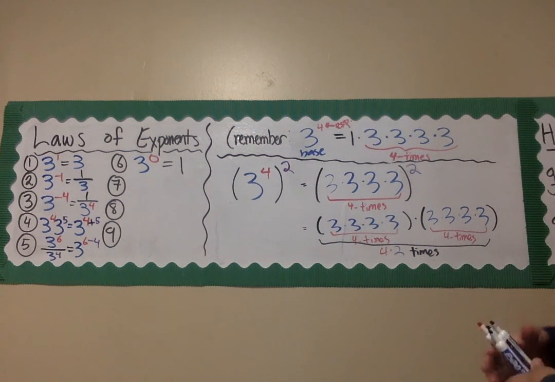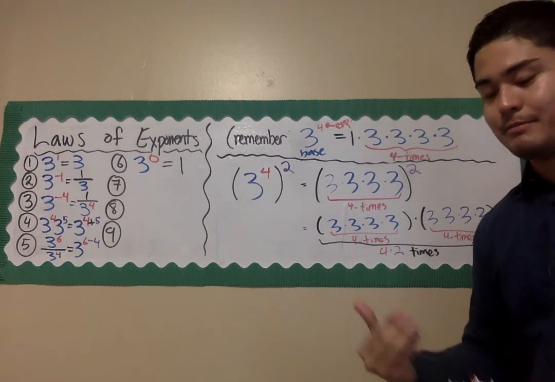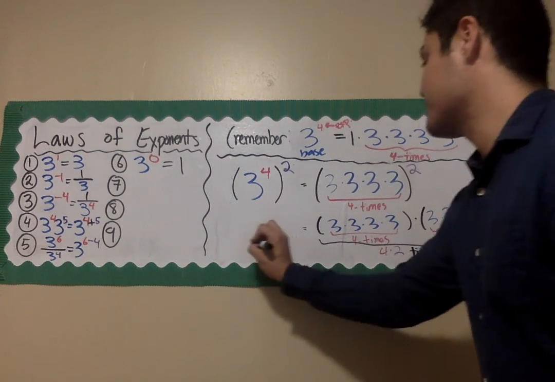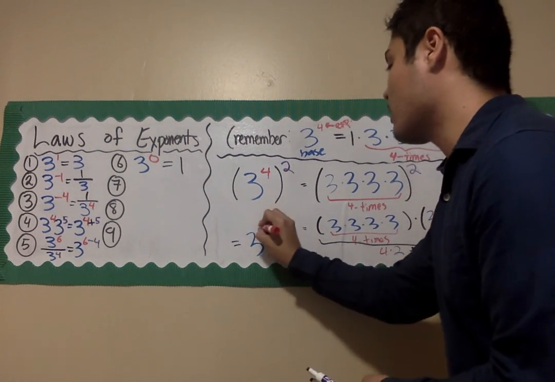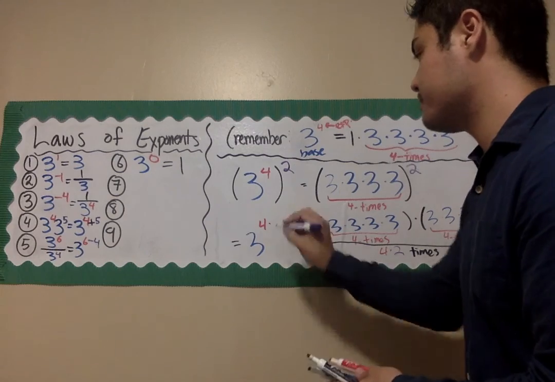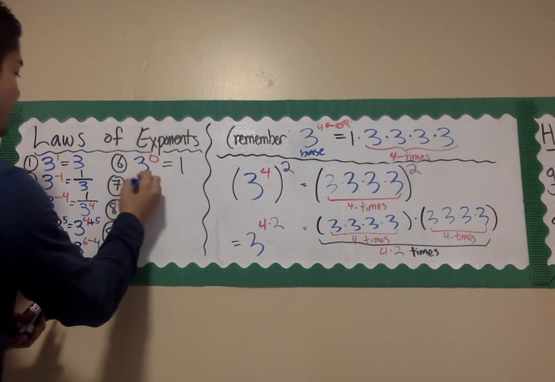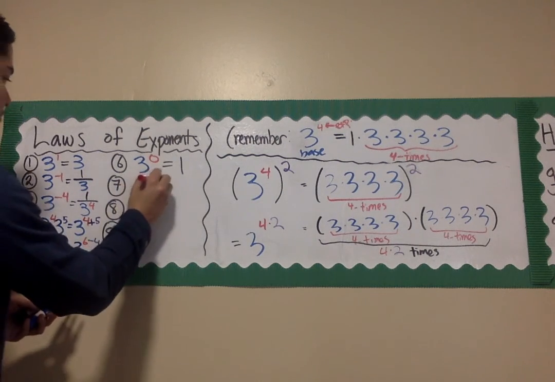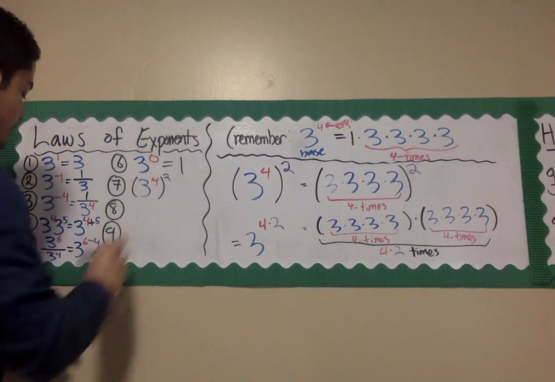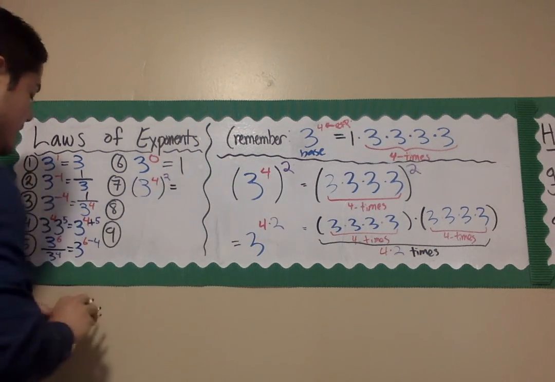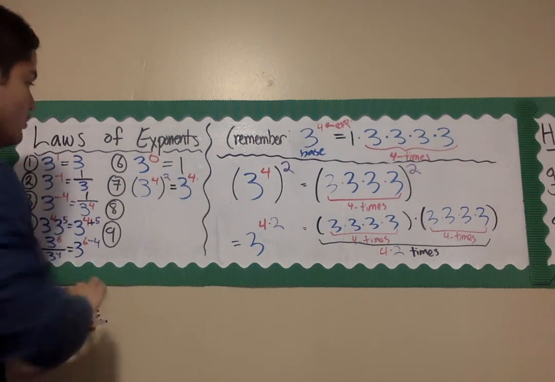4 times 2 times. So, how many 3s are there? There's 8 3s, or in other words, 4 times 2. So, I did not give myself enough space. This becomes 3 to the power of 4 times 2. In other words, I multiply them. And that is law number 7. If I have 3 to the power of 4, and that whole thing is put in parentheses and raised to another power, that is the same thing as saying we take the base and we're just going to multiply those two numbers together.